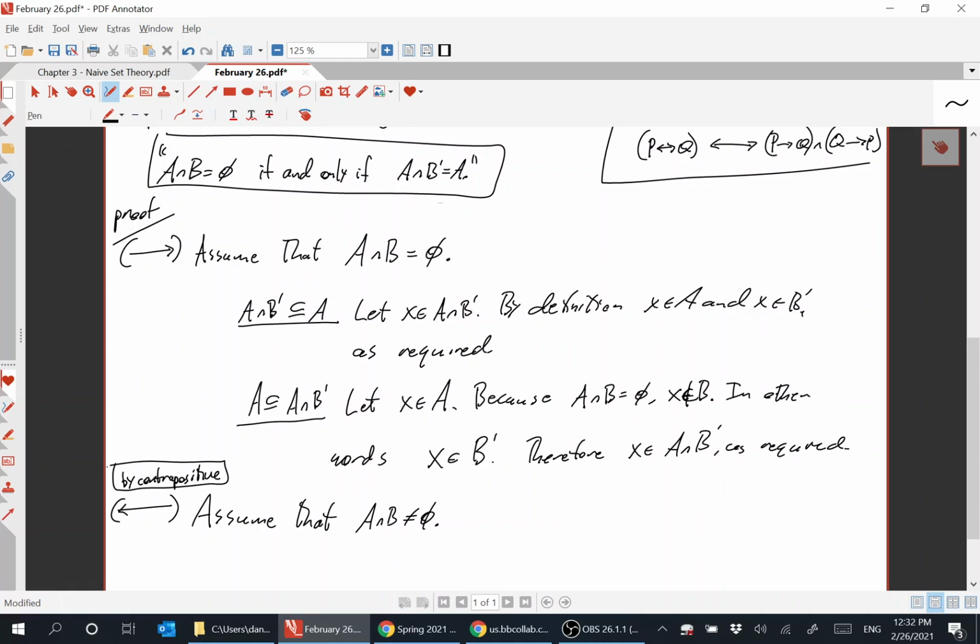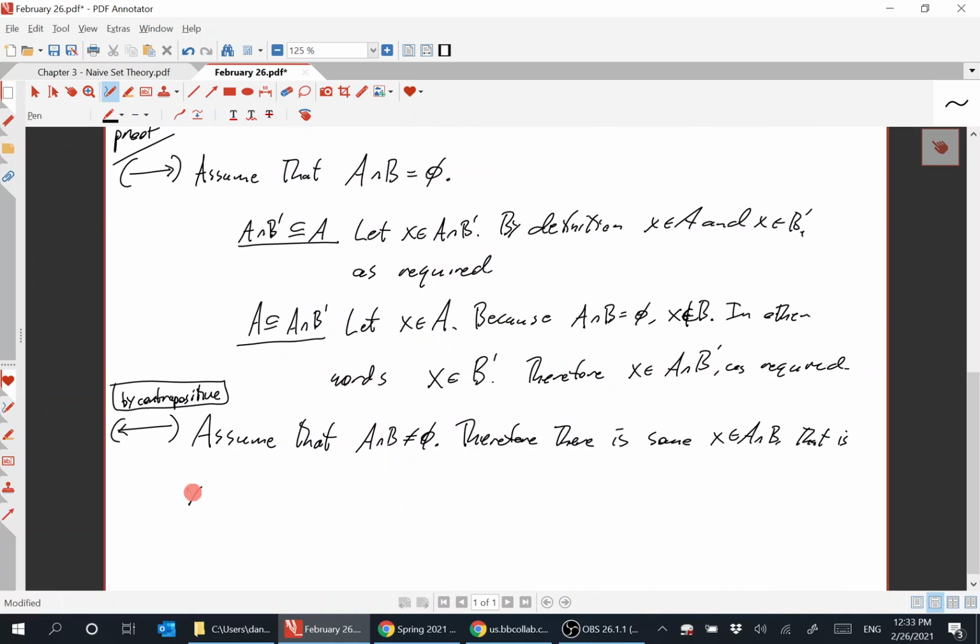So assume that A intersection B is not the empty set, meaning what? So if A intersection B is not the empty set, then what? There is an X in both A and B. Therefore, there is some X, an element of A intersection B, that is, X is an element of A, and X is an element of B.